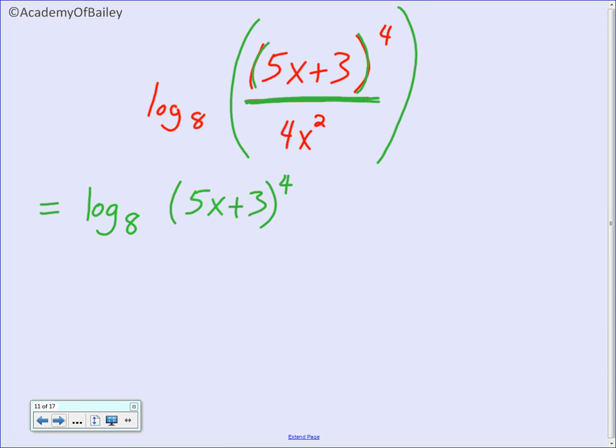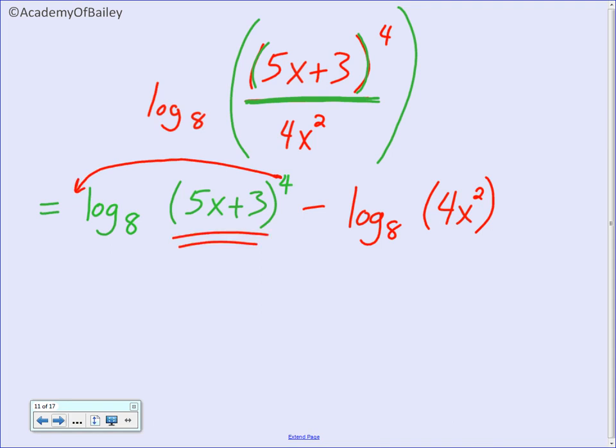Quotient property says I'm supposed to subtract the log base of 8 of the denominator. Okay, so now this 4 is outside of everything that we have in the log base of 8. So the 4 will go out front: 4 log base of 8 of 5x plus 3.